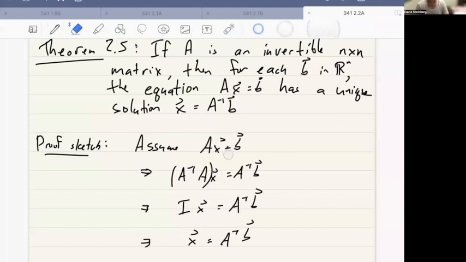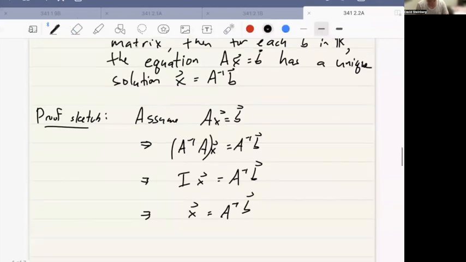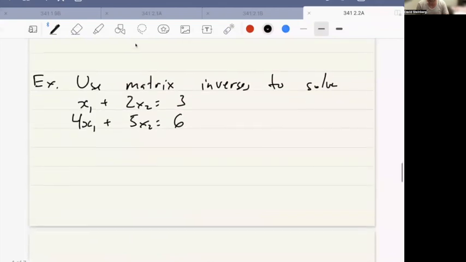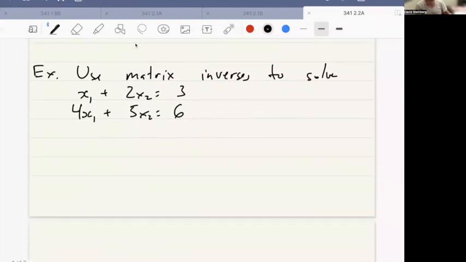Okay, and there's more details as always in the textbook. Okay, so let's do an example to solve this linear system using matrix inverses. The first thing we should do is translate this into a matrix equation, find the inverse of the matrix, and then apply it to 3, 6, you'll see.